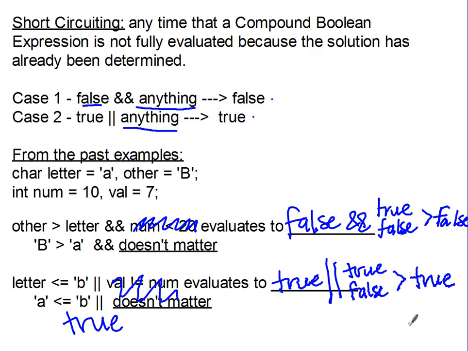And it is something you'll see, and it saves the computer time, as if this was a heavy calculation that it had to do. Let's say this was a complex math problem. Once I know false and, I don't need to do that extra evaluation. And this can also help us in not causing errors in our program.